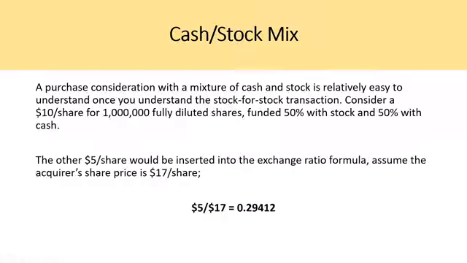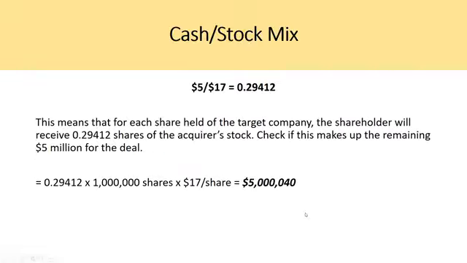Now, for the stock component, you would calculate the exchange ratio, right? So 50% of the $10 a share offer price would be $5, and you divide that by the acquirer's share price, right, which is 17. So you divide 5 by 17 to calculate the exchange ratio, which is 0.29412. Okay, this means that for each share held of the target company, the shareholder will receive 0.29412 shares of the acquirer's stock.